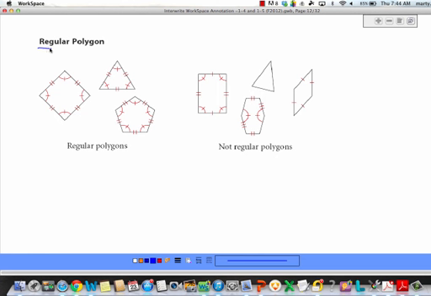Regular. Regular polygons always go to the bathroom at the same time every day. That was a joke.